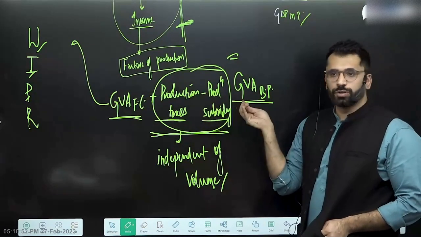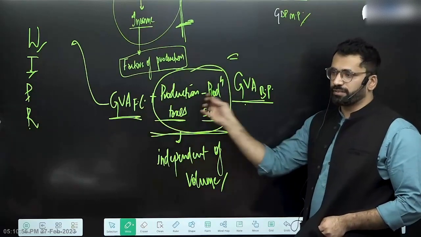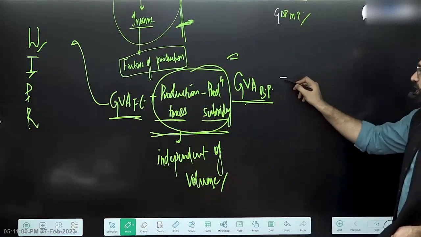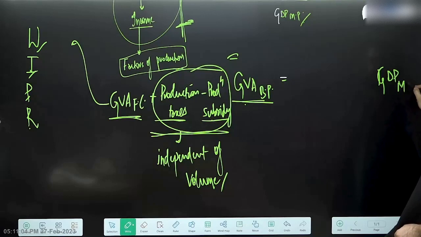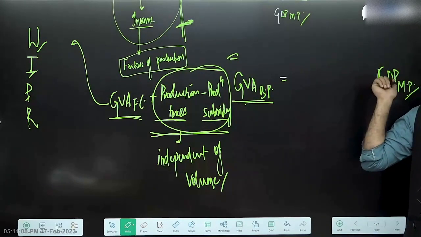Here I come to the factory gate. This is my gross value added at factor cost. This is my gross value added at basic price. Now from the gate, when I have to reach the market, that is my GDP at market price. The price at the gate is not similar to the price at the market.